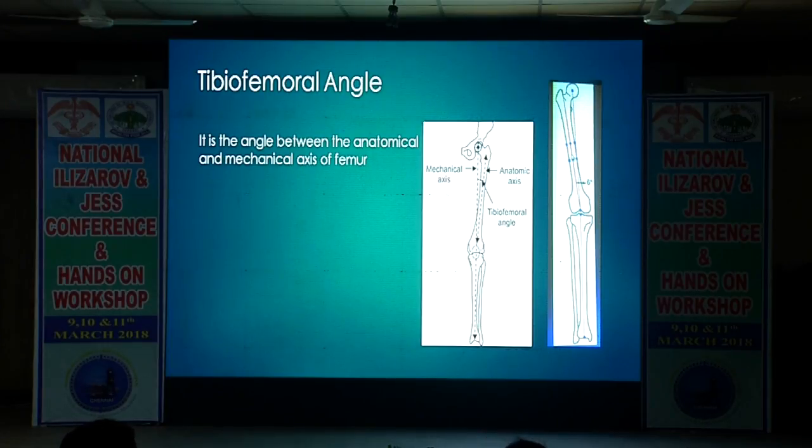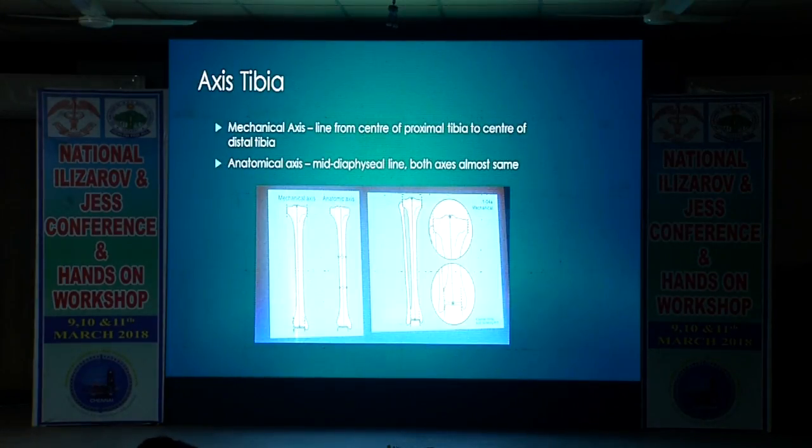Now, the tibiofemoral angle is the angle between the anatomical and the mechanical axis. It tells you the anatomical axis relative to the joint line is about 9 degrees, and the mechanical axis itself is 6 degrees. And that is the axis of the tibia, which is self-explanatory.